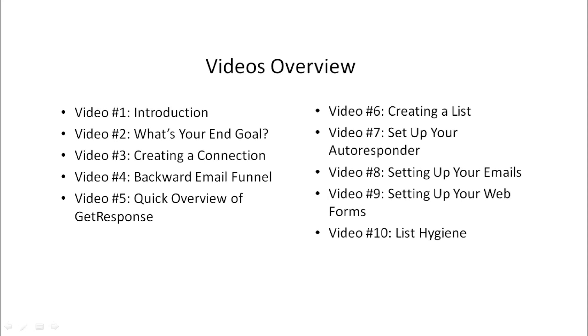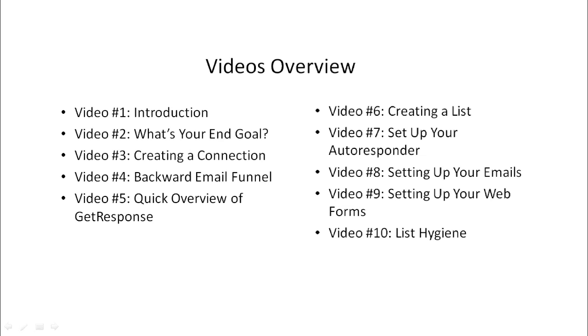Video number 3, we're going to talk about how to create a connection so that you get higher click-through rates and higher open rates. Video number 4, we're going to talk about backward email funnel, which is a strategy that involves creating a high converting email series. Video number 5, we're going to talk about a quick overview of GetResponse. I'm going to give you a view of the dashboard and where everything is laid out. And of course, we're going to jump right in from that point and talk about how to create a list.